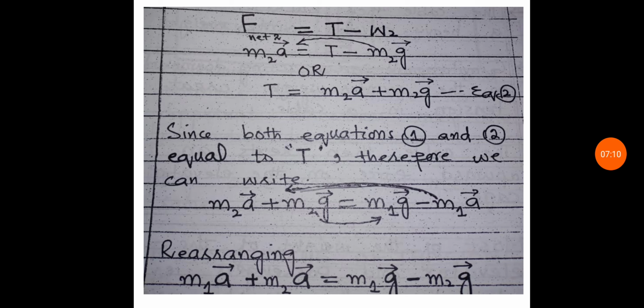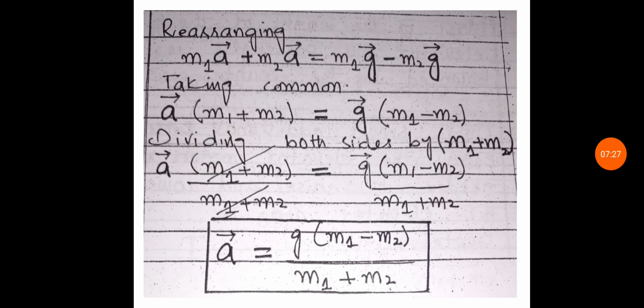Clear? Now rearranging these values, we move m1a to the opposite side and m2g also to the opposite side. So we get m1a will be plus and m2g will be minus. Taking common, a times (m1 plus m2) equals to g times (m1 minus m2). Now we have to find the value of a, so the bracket m1 plus m2 is multiplying here, so it will be divided on both sides and we get a equals to g (m1 minus m2) divided by (m1 plus m2).